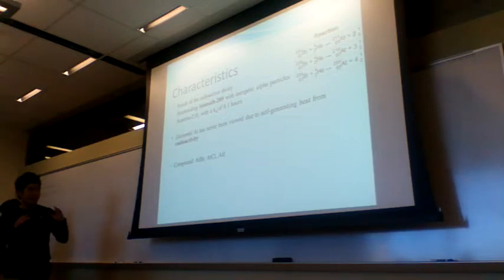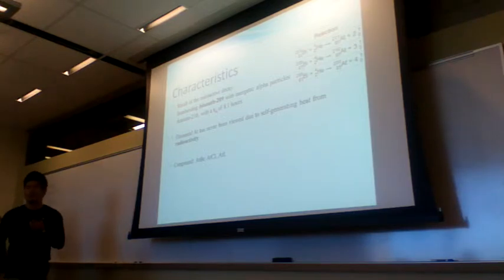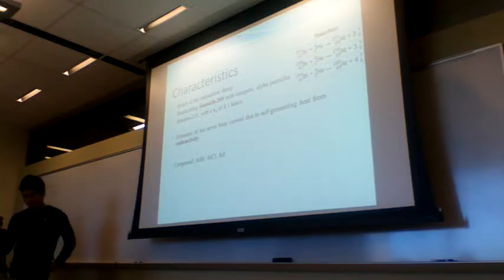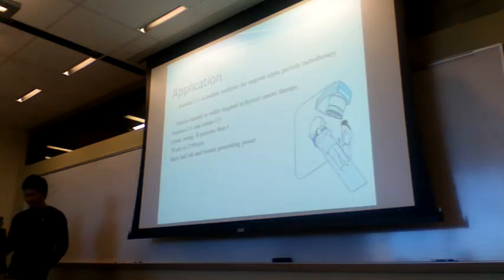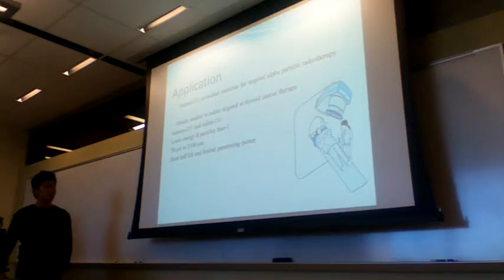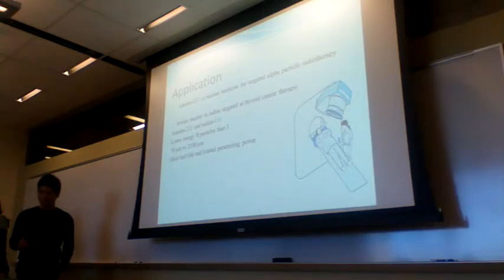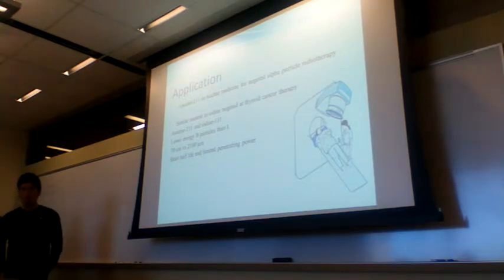And the element astatine has never been viewed due to self-generating heat from reacting, because it's constantly in decay mode. And some of the compounds are astatine bromide, astatine chlorine. And for a little bit of application, astatine 211 is used as nuclear medicine for targeted alpha particle radiotherapy, and it also acts in a similar manner to iodine, targeted to thyroid cancer therapy. But astatine 211 is more preferable.